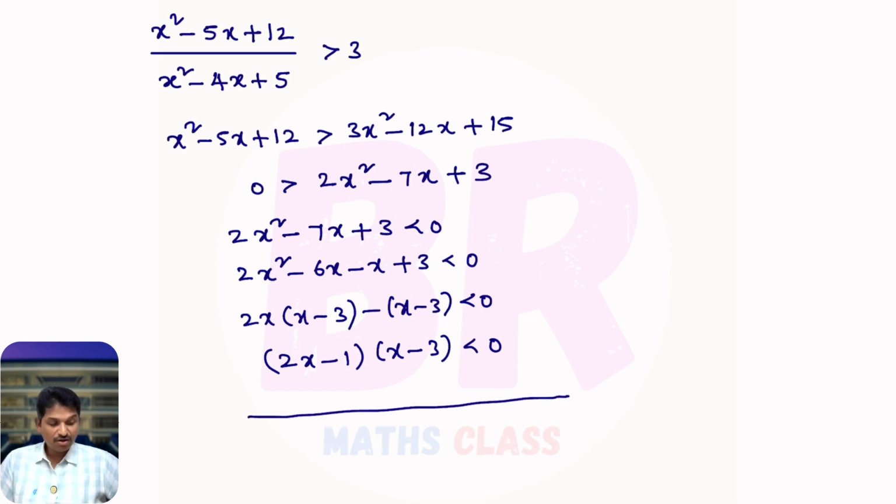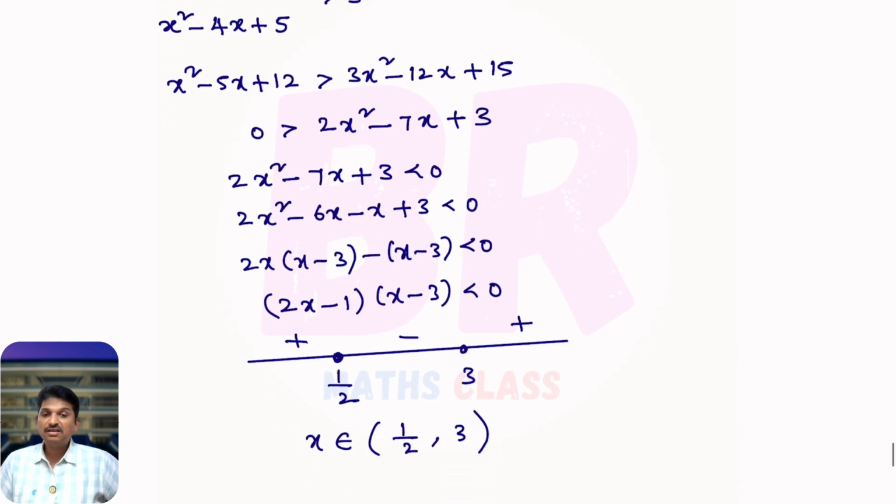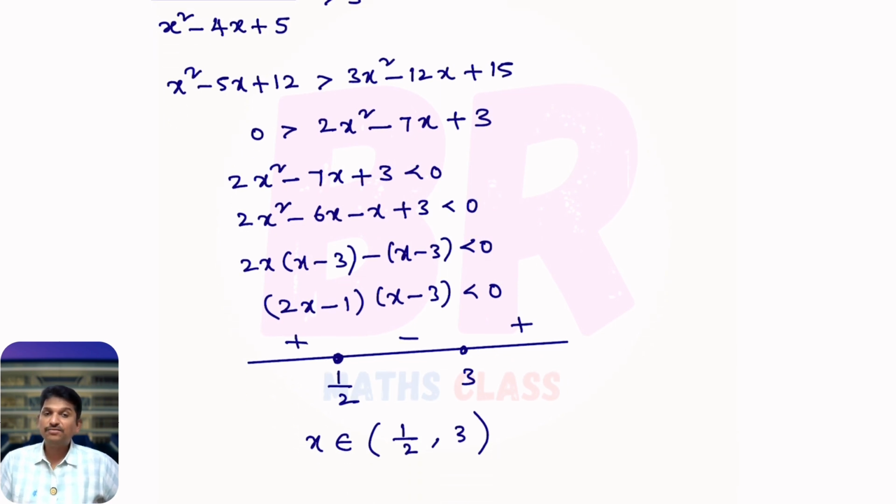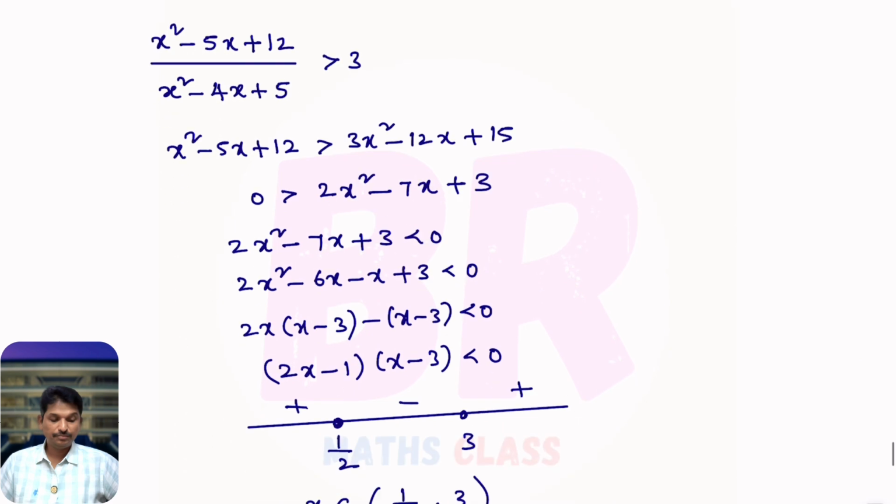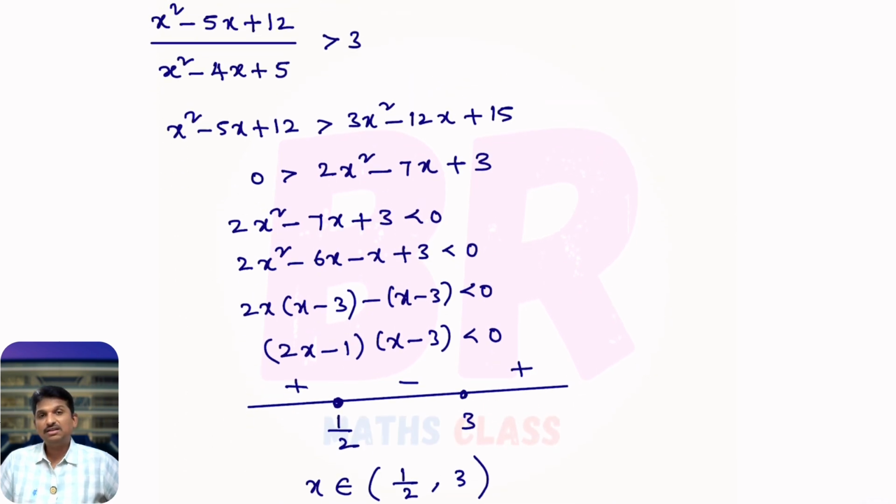Now as per number line order, we can say, so here put x equal to 1 by 2 and x equal to 3. If we equate it to 0, you will get these values. Rightmost corner plus and then alternate symbols. As here less than 0 is there, negative sign. You observe x belongs to open interval 1 by 2 to 3. This is the solution of given inequality. I hope you understand this solution. Now we'll do few PYQs based on these inequalities.